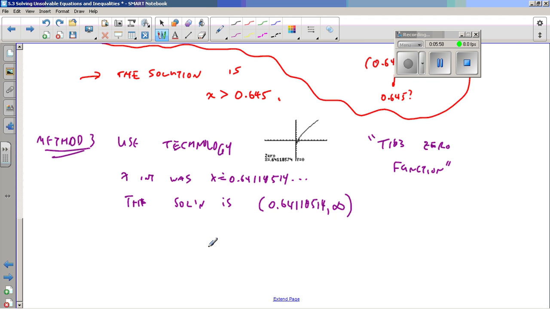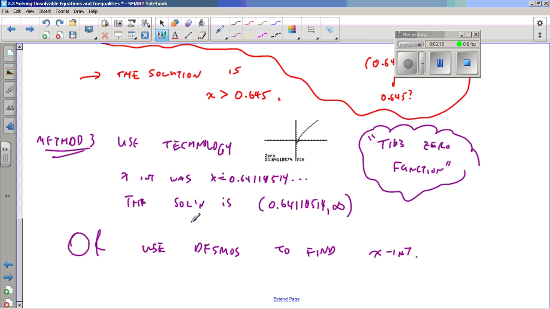Okay, so I'm going to go back to the note here and say, or use Desmos in a similar way to find the x-intercept. Notice that you have to sort of acknowledge that you've used technology when you use this solution. Otherwise, you're just copying out of the back of the book, right?